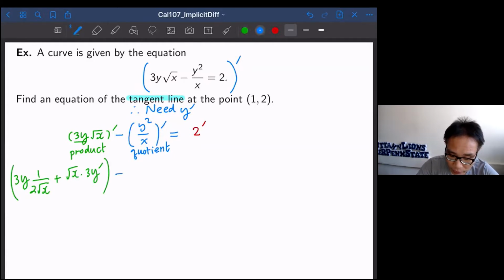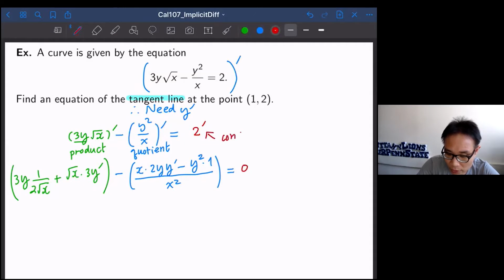And the second one will be the bottom times the derivative of the top, 2y y prime, minus the top times the derivative of the bottom, and everything will be over the bottom squared. So it's going to be x squared. Equal to the derivative of 2, which is going to be 0. This guy is constant, so the derivative of a constant is equal to 0.